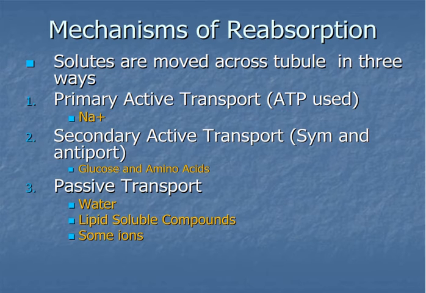This forced movement of sodium from inside the tubule into the interstitial spaces and into the bloodstream also creates an electrochemical gradient, which helps to move things like chloride ions, which are negatively charged, again, back from the tubule into the bloodstream. It also helps with the secondary active transport of many other solutes, for example, glucose and amino acids.